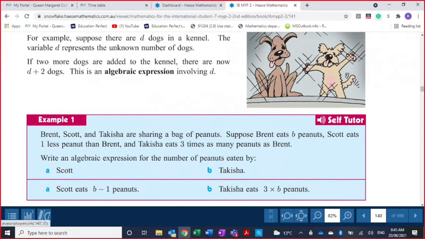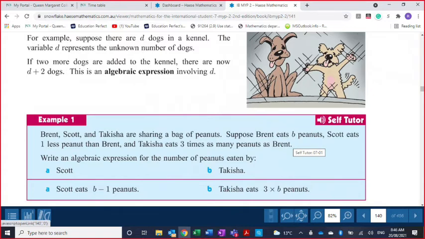So let's look at an example here. Brent, Scott, and Takesha are sharing a bag of peanuts. Suppose Brent eats B peanuts. So they didn't say use P for peanuts this time, but you could. Unless they tell you specifically what letter to use, you can choose whatever letter you want, guys. Scott eats 1 less peanut than Brent, and Takesha eats 3 times as many peanuts as Brent. So B stands for the number of peanuts that Brent ate. Yeah? Because it says Brent eats B peanuts.